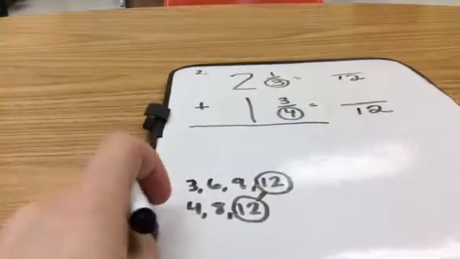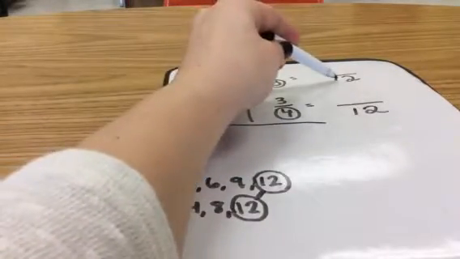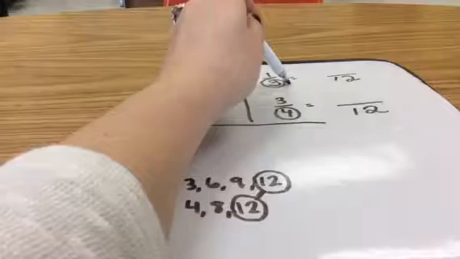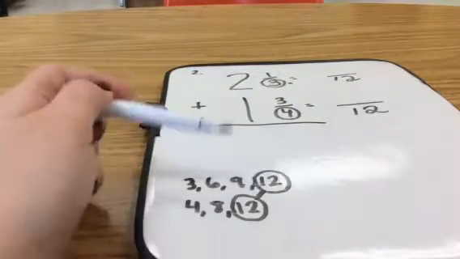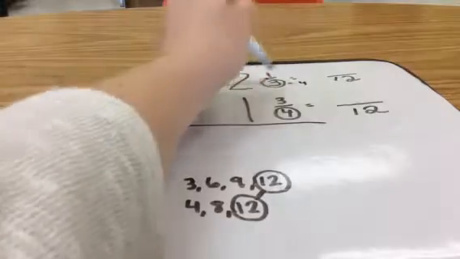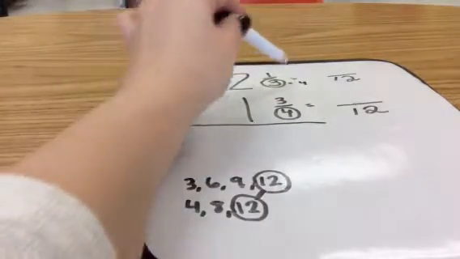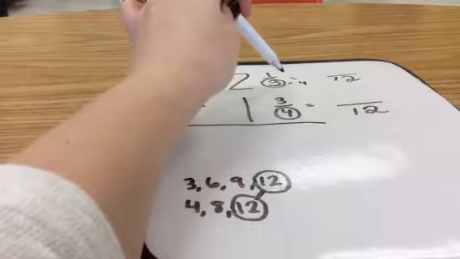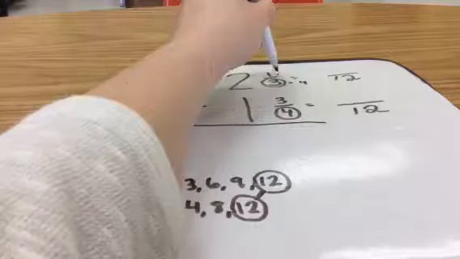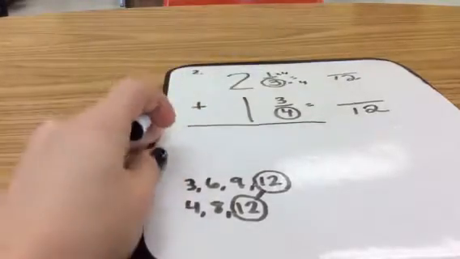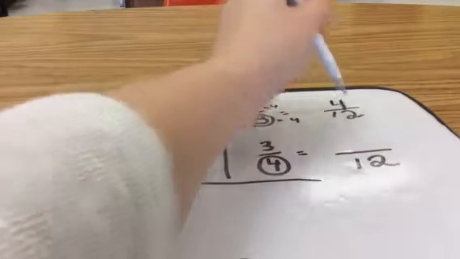But in order to get my denominator on my top fraction to be 12, I multiplied the 3 by 1, 2, 3, 4 times. It's the fourth multiple. So 3 times 4 equals 12. The rule is whatever I do to my bottom denominator, I must also do to my top numerator, 1. So I'm going to multiply the 1 by 4 as well. 1 times 4 is 4.